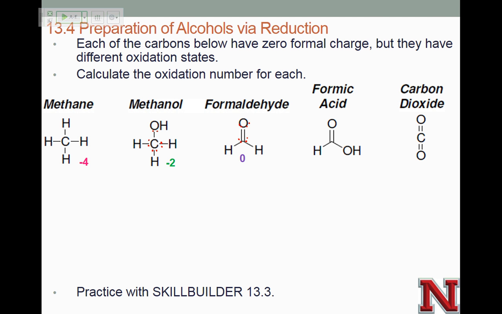And formic acid, what oxidation state do we have? +2. And then in carbon dioxide, our most oxidized carbon, positive 4. So our oxidation state can go from least oxidized, -4, to more oxidized, +4.